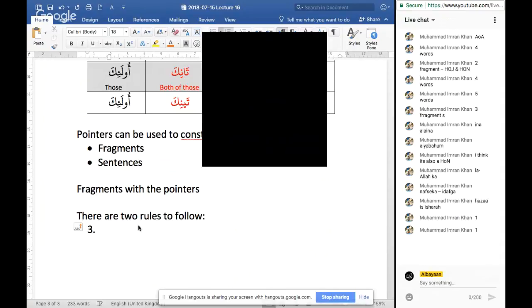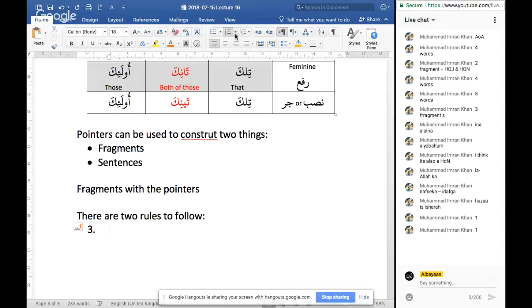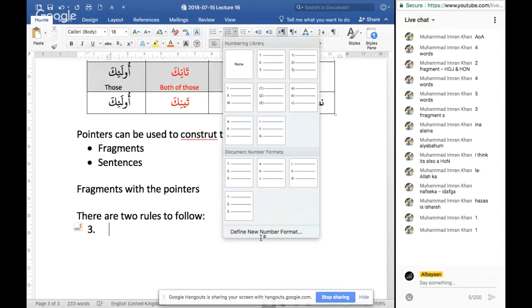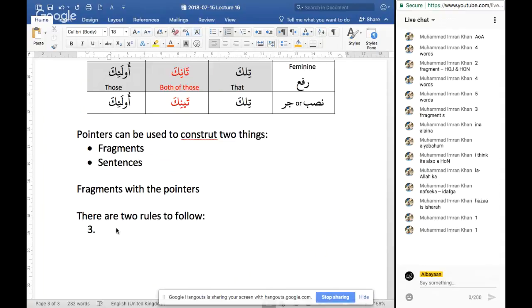It's so distracting. Let me just fix it. So if I'm starving, anyways, forget it. So I'll just use the bullets instead.